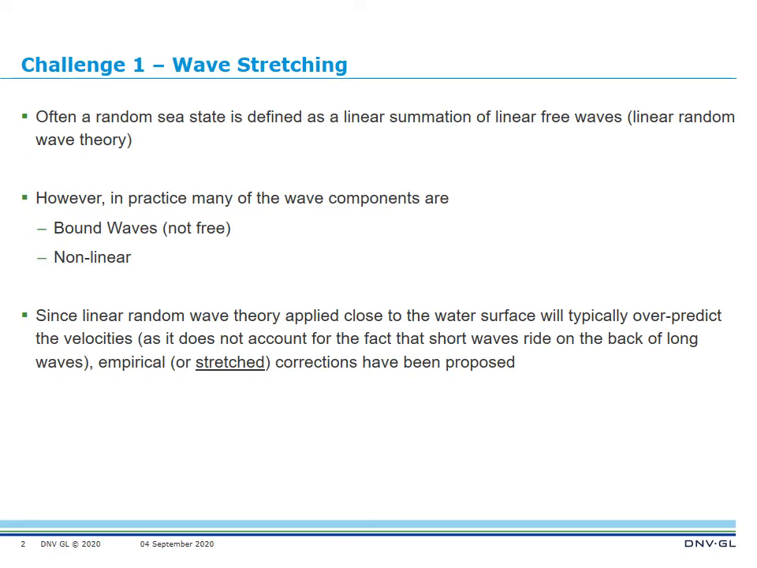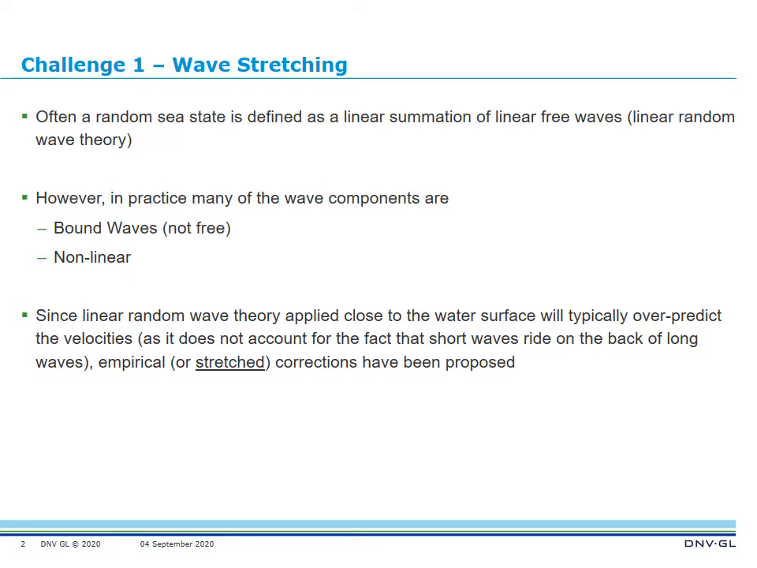So the first challenge that I wanted to mention is rather specific, but I thought it would be of interest as it's something that we've had to deal with recently in the context of a floating wind project that I've been involved with, and it's related to wave stretching. So in industry, we often use linear random wave theory. So this means a linear superposition of regular waves to describe a random sea state.